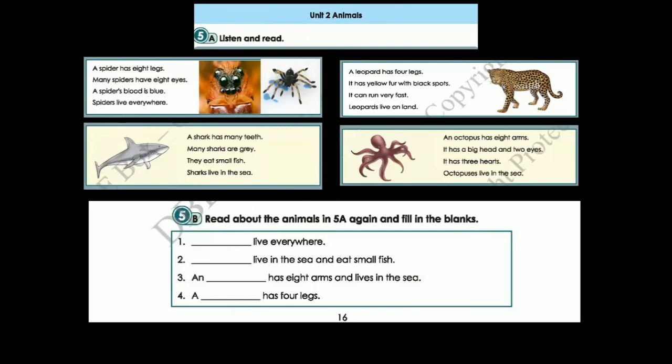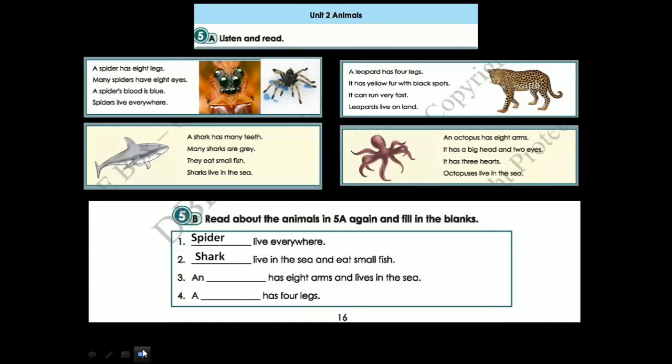Number one: blank lives everywhere. Who lives everywhere? Yes, correct. Spider. Spell for me, spider. Thank you. And then, blank lives in the sea and eats small fish. What is it? Yeah, shark. Spell for me.